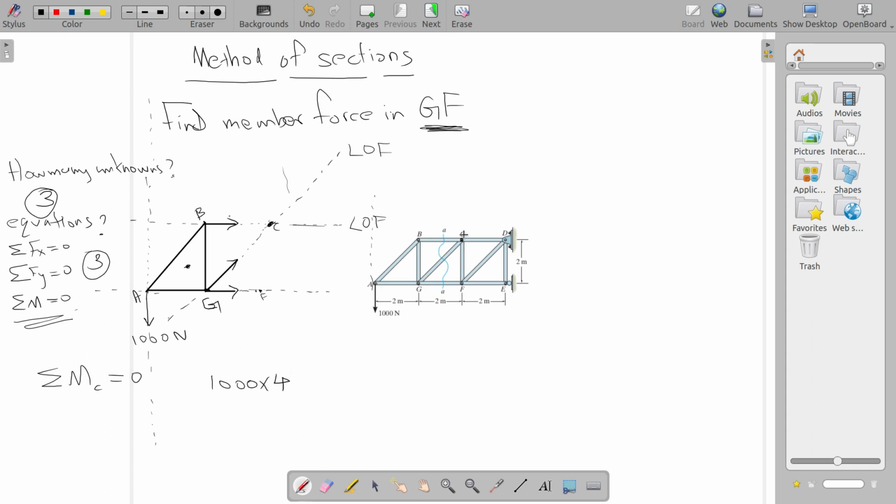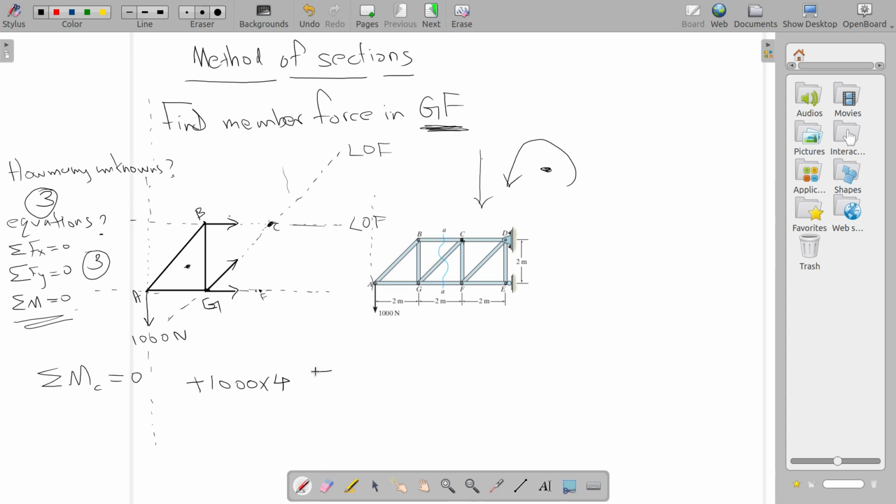Now about this point, in which direction is this tending to rotate the structure? This is the line of action, right? So about this point, it's trying to rotate in this direction. That is anti-clockwise direction, so we'll take it positive. Now this is gone, and the only remaining force is this one, GF.